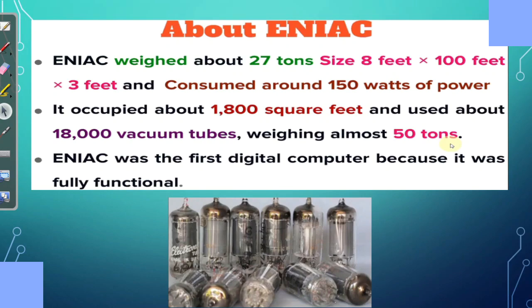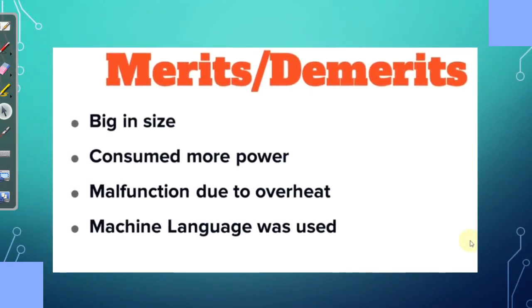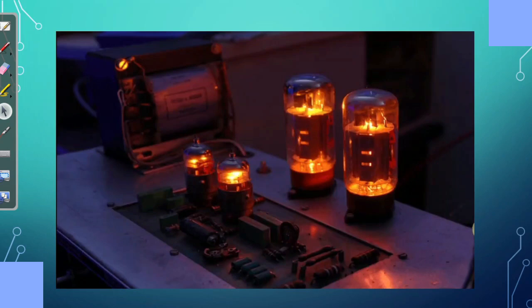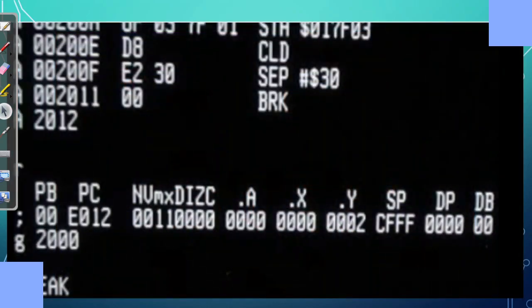So it comes under around 18,800 square feet, with 18,000 vacuum tubes. Now let us see the merits and demerits of the first generation. It is very big in size, so it consumes more power, and due to this overheating, there may be system malfunctioning, and machine language was used. So these are all the merits and demerits of this.